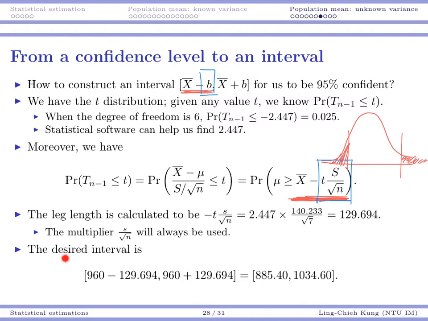So the desired interval would be centered at 960, or centered at the sample mean, with this lag length. If I do that, I can claim that with a 95% confidence interval, my mu is within this region. Okay, that's how I use the t-distribution. So it's almost the same. It's just that the distribution becomes different.